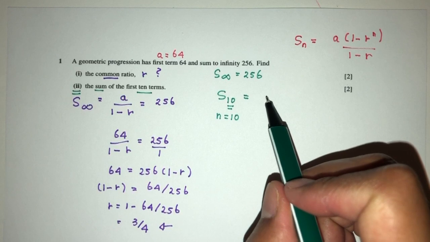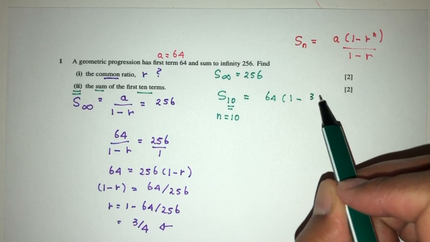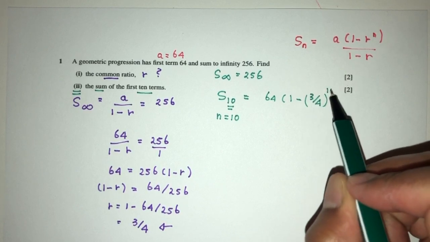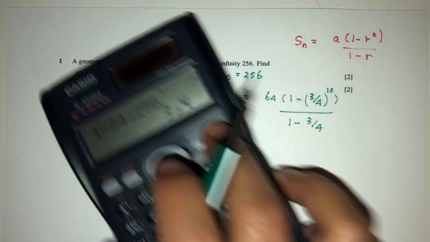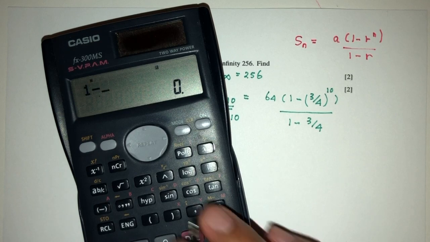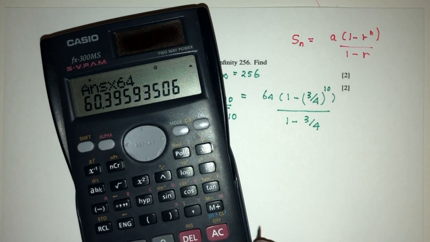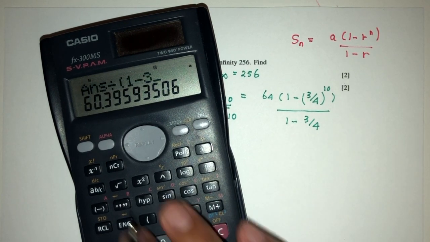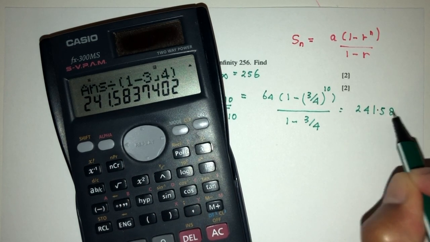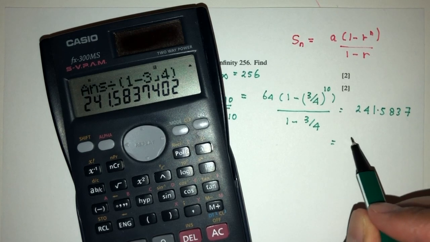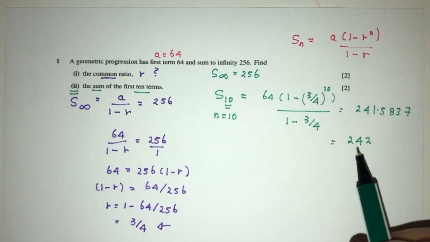So here a is given to you by 64. 1 minus r is equal to 3 over 4, to the power 10, over the value of 1 minus 3 over 4. Let's see what we have. So 1 minus 0.75 to the power 10, times 64, divided by 1 minus 3/4, and that should give you what? 241.5837. Now correct that to 3 significant figures, and obviously that will be 242 as the sum of the first 10 terms.